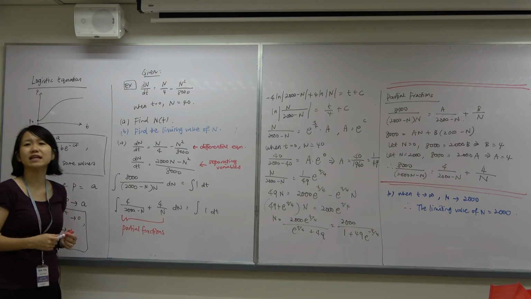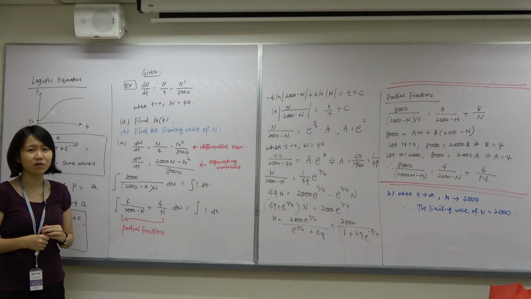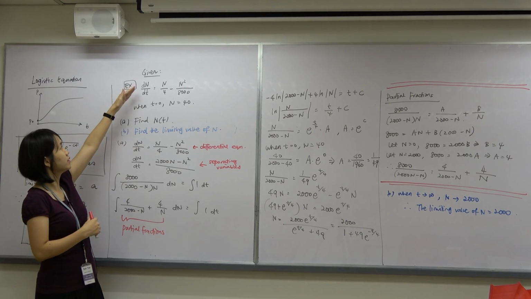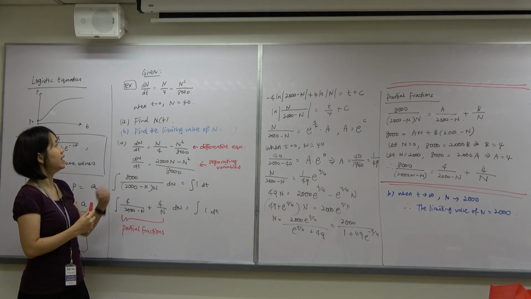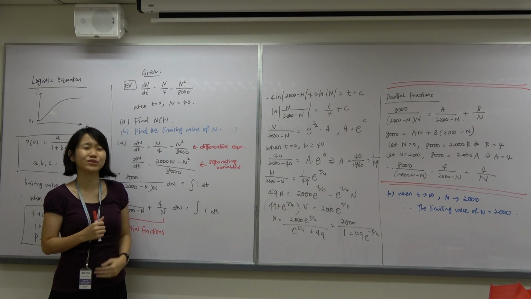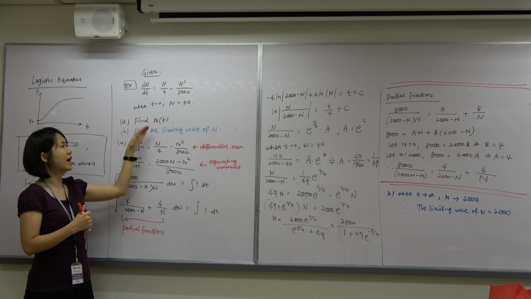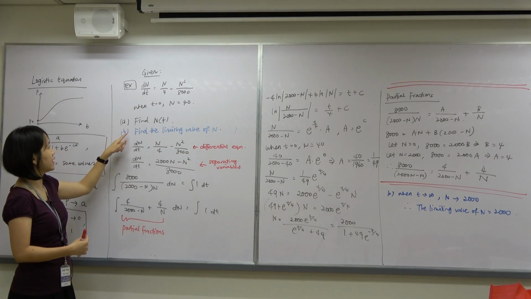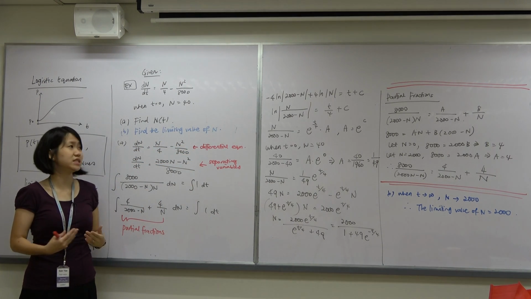So let's look at an example. This is an example in your book already, and we have discussed this quite a number of times. You are given a differential equation, dN over dt equals N over 4 minus N squared over 8,000. And I told you the initial value of N: when t equals 0, N equals 4,000. What are the two parts I wanted you to do? Part A, find N(t), meaning I needed a function of N in terms of t, and second, find the limiting value of N, meaning what is N when t approaches infinity.